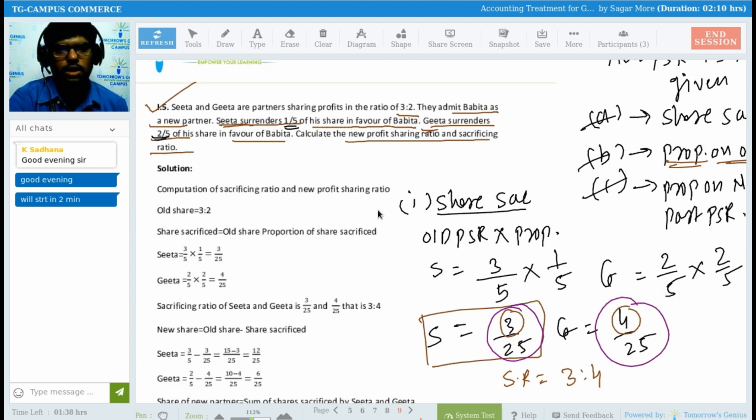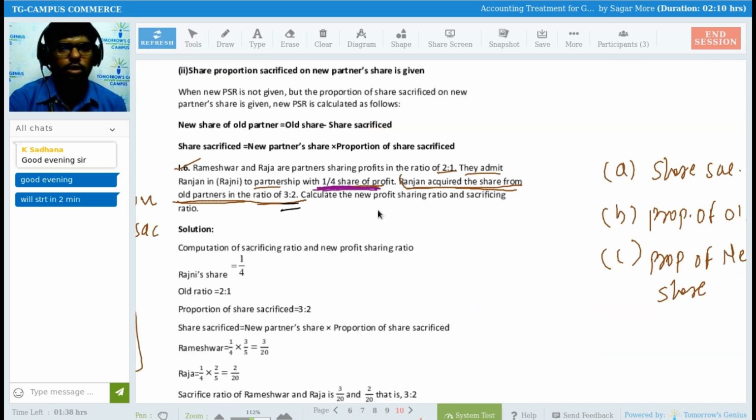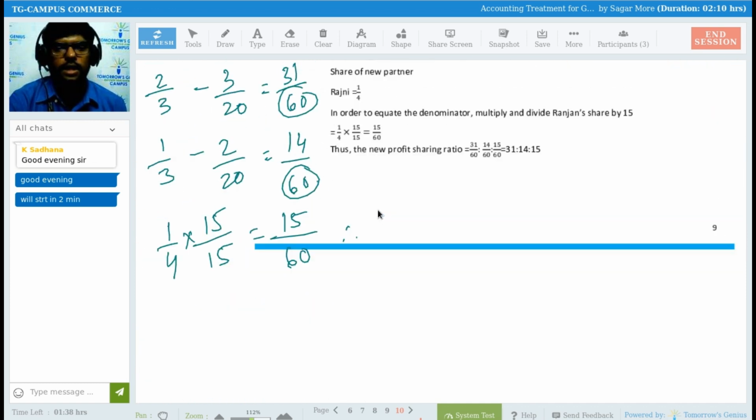And in the previous question, read this question. In that entire question, the new partner's profit sharing ratio was not given. So that's why we applied the 2 by 5th and 1 by 5th proportion on these 3:2, that is the old share of the old partners. But in this question, a 1/4 share is given for the new partner, and that's why we applied this 3:2 on the new partner's profit sharing. Getting understood? Okay.